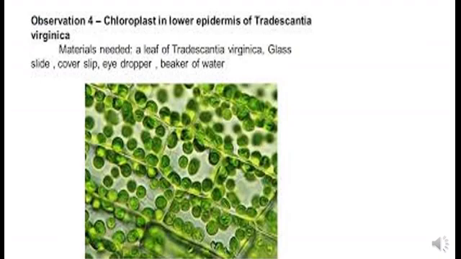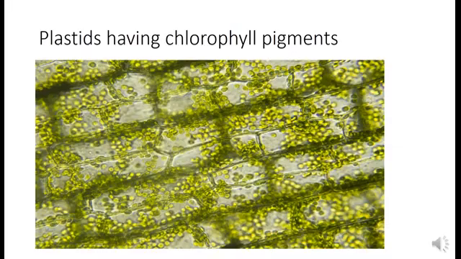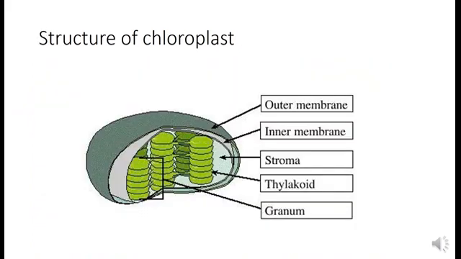So this is the Tradescantia leaf cytoplasm. Observed under the microscope, you can see chlorophyll pigments. See the beautiful chlorophyll pigments scattered all over the cytoplasm. The structure of chloroplast: it has outer membrane, inner membrane, stroma, thylakoid, granum. This structure and diagram you will study in detail in 9th standard.